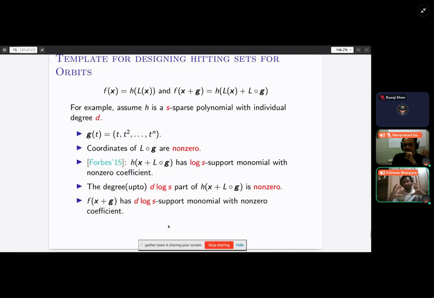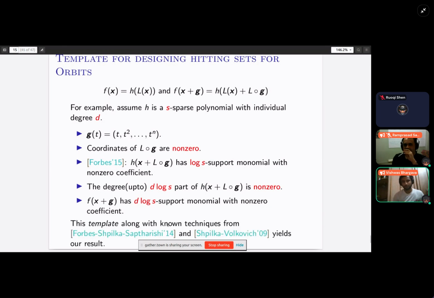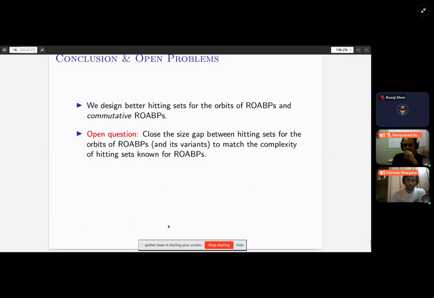So roughly this is the template of our ideas, and we use this template along with known techniques from Forbes, Shpilka, Saptharishi, and the Shpilka-Volkovich generator to get our results. So to conclude, we gave better hitting sets for orbits of ROBPs and commutative ROBPs.